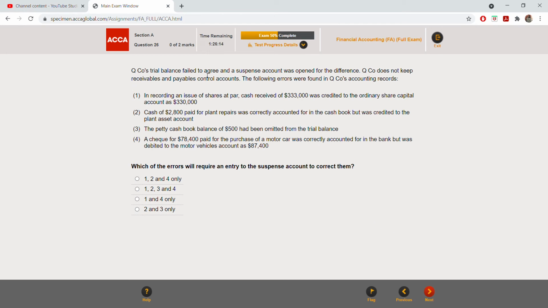Q company's trial balance failed to agree and a suspense account was opened for the difference. Q company does not keep receivable and payable control accounts. Which of the following is found in there? You should know what is the suspense account. When do we create a suspense account? When errors are made, to correct the error. But ultimately the suspense account has to go out once you start correcting the error. It is a temporary account which you are keeping.